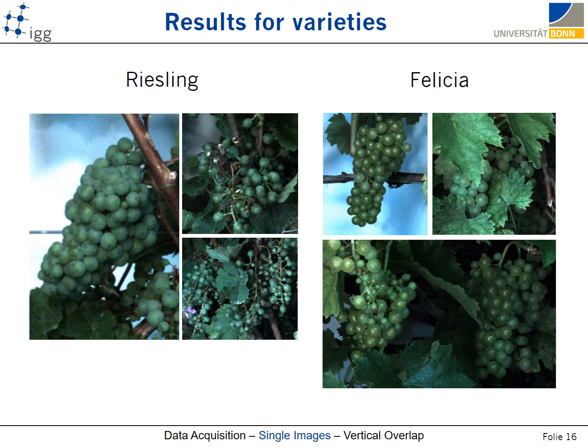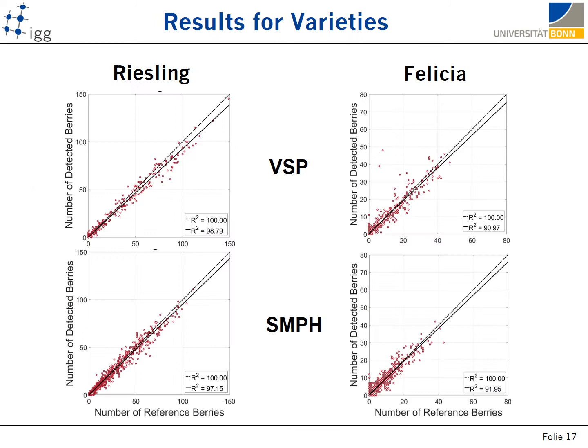Furthermore, we investigate the counting for different varieties. As you have seen in the beginning, although all images show green berries here, the characteristics are different. The Riesling berries are dull and do not reflect the light. On the other hand, berries of the variety Felicia are shiny, showing a reflection in the berry center.